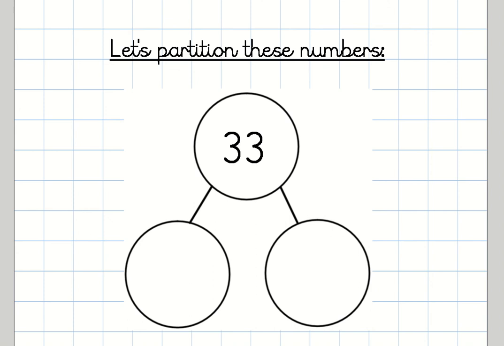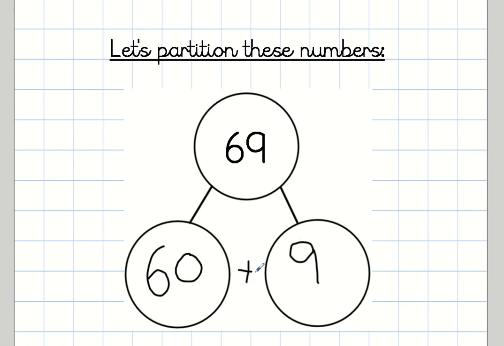Now, why don't you have to think about this one? How would we partition 33 into its tens and its ones? Hopefully, you'll have thought of 30 and 3, because 30 plus 3 equals 33. And the last one, 69. There are 6 tens, and 6 tens represents 60, and there are 9 ones, because again, 60 plus 9 equals 69.